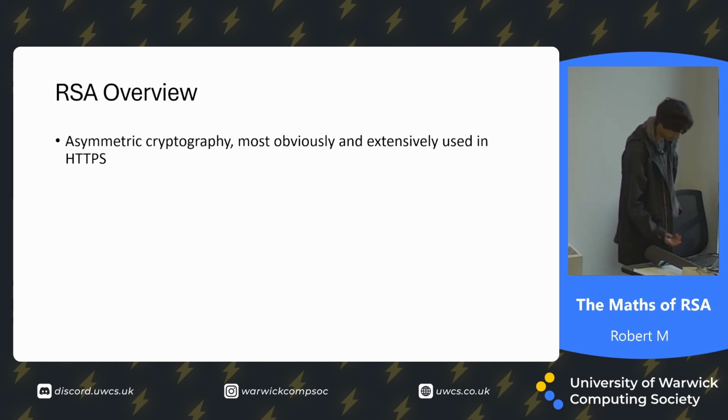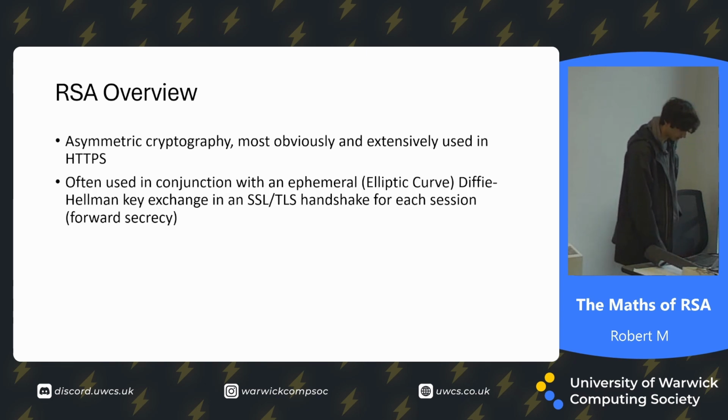Asymmetric cryptography, most obviously used in HTTPS. It's often used in conjunction with an ephemeral, sometimes elliptic curve, Diffie-Hellman key exchange in the SSL/TLS handshake. This provides forward secrecy, which means that if the RSA private key is compromised at some point, the sessions from before shouldn't be compromised since they'd have used the ephemeral Diffie-Hellman key exchange.